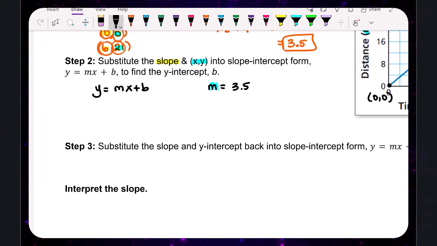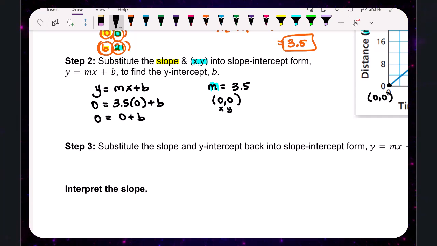3.5, that's your slope. And then I'm going to use 0, 0. You can use 6, 21, it does not matter. That is your x and that is your y. We're going to substitute everything except for b. So we have 0 equals 3.5 times 0 plus b, and just simplify and solve for b. Well, all of that is still 0. All right, so I have 2 very important pieces of information for slope-intercept form. I have my slope and I have my intercept.